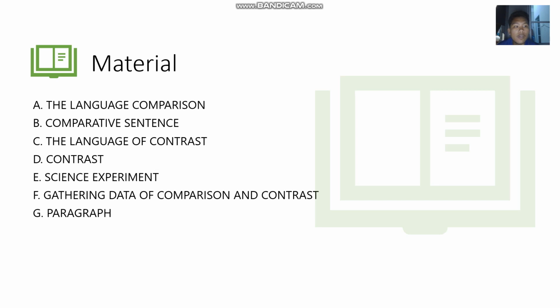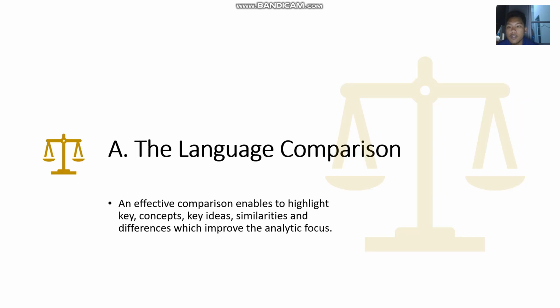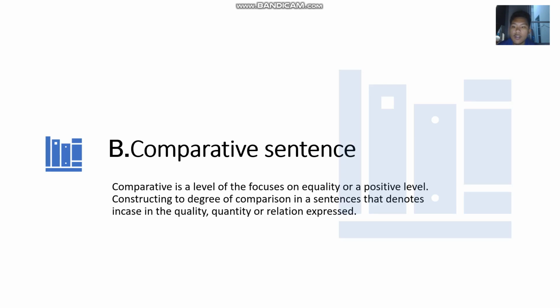So these are the material. A is the language comparison, B comparative sentence, C the language of contrast, D the contrast, E science experiment, F gathering data of comparison and contrast, and the last G the paragraph that I make. We will discuss A, the language comparison. An effective comparison enables you to highlight key concepts, key ideas, similarities and differences, which improve the analytic focus.